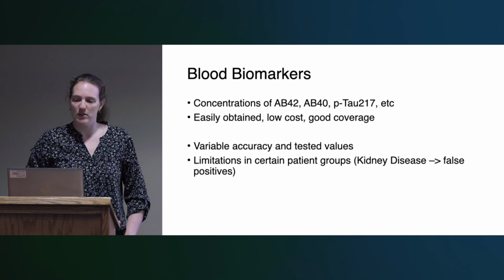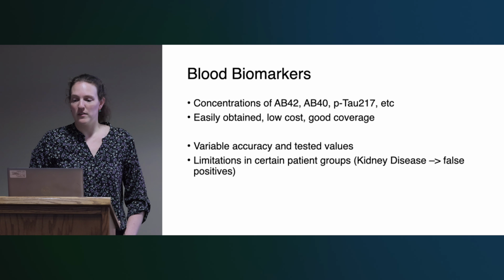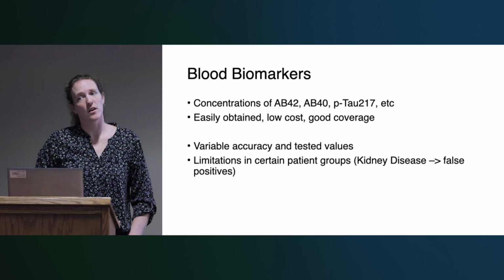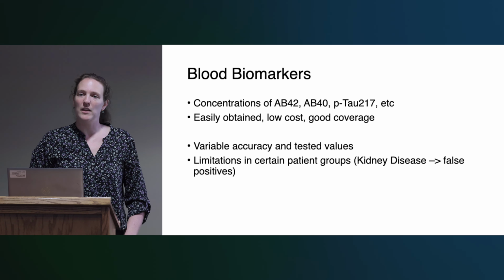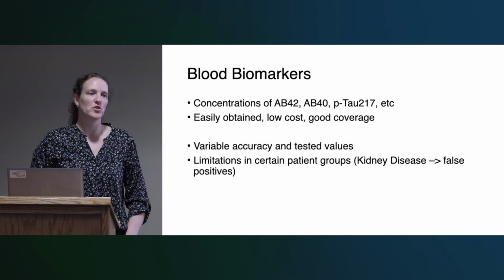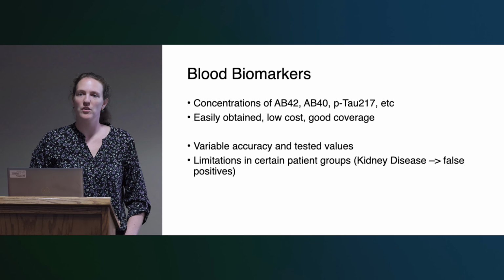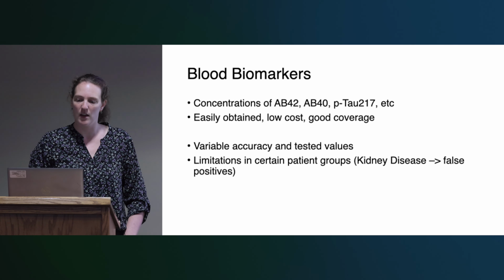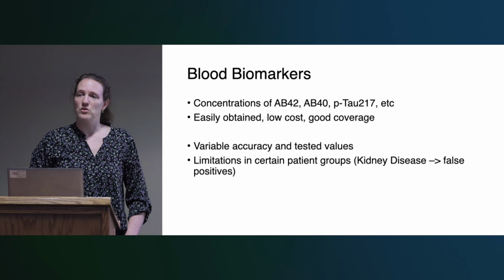Then came our blood markers. Again, concentrations of the same proteins, tau, etc., much easier to obtain, very low cost, fairly good coverage at this point. The problem is that there are many versions of it. So you'd think we'd come up with just one test, but actually each test is going to be its own combination of these different markers, and each one is going to have their own sensitivity and specificity. They also have some limitations that a lot of physicians are not aware of.